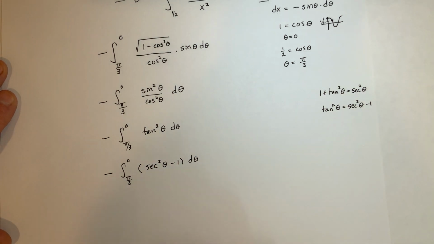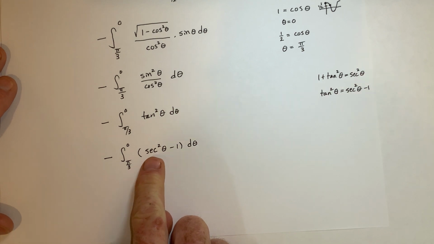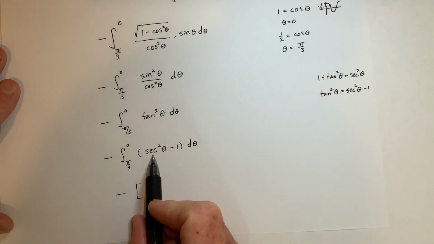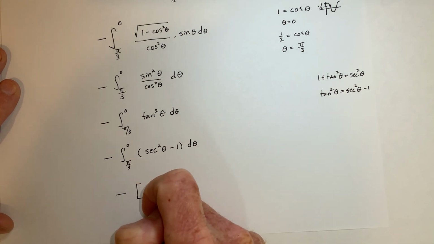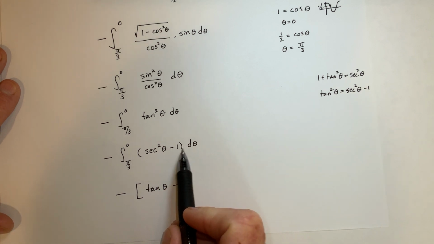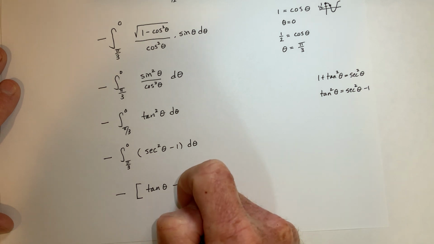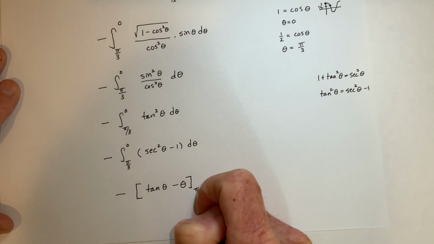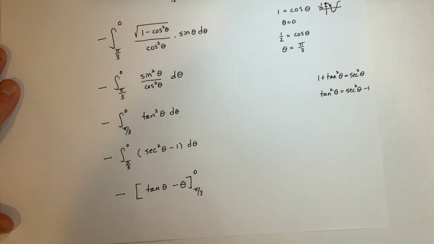All right. Now, what's the antiderivative of secant squared? Well, the derivative of tangent equals secant squared, so that works out perfectly for this one. So it's going to be minus, and then the antiderivative of secant squared is tangent of theta. And the antiderivative of a 1 is going to be theta, because theta is our variable, not x. And then that needs to be evaluated from pi over 3 to 0. And don't forget the negative sign right here.